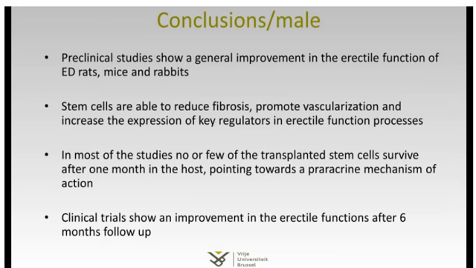So concluding, the preclinical studies show a general improvement in the erectile function of rats, mice and rabbits also, even if they didn't show it. The stem cells are able to reduce fibrosis, they promote the vascularization, and they increase the expression of key regulators in the erectile function. As I just said, most of the studies didn't show transplanted cells surviving after 1 month in the host, and this points toward the paracrine mechanism of action and due to the secretome again and all the cytokines that these cells produce.